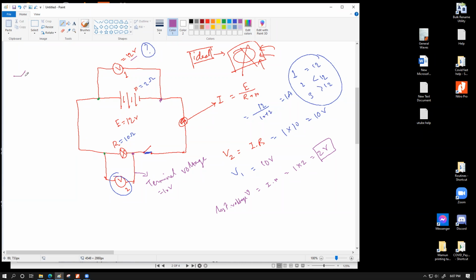So if I just write switch open, V1 equals 12 volts, and V2 equals 0 volts. When the switch is closed, both V1 is 10 volts and V2 is also 10 volts. And 2 volts cannot be seen anywhere because you cannot actually measure 2 volts. The only way you can trace out the 2 volts is by mathematical calculation. I mean, lost voltage is a thing that you cannot measure directly.